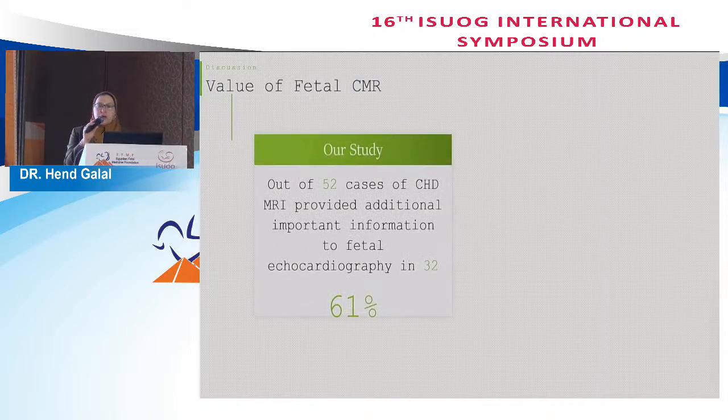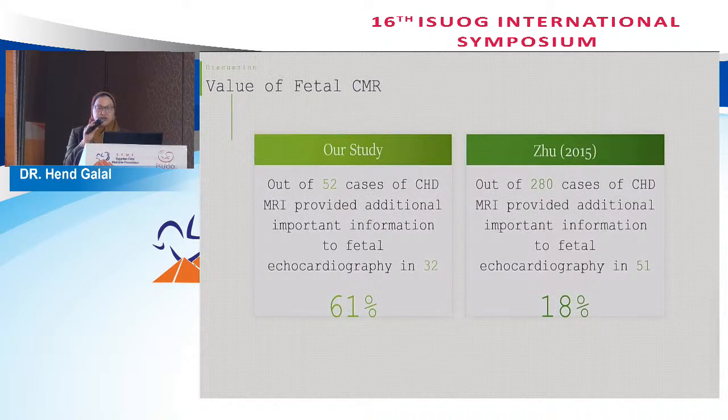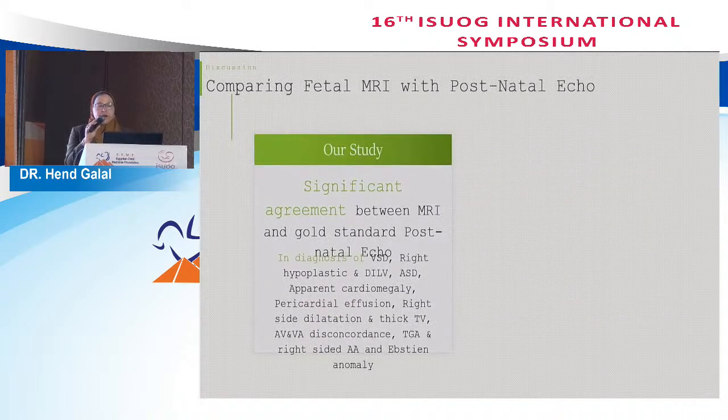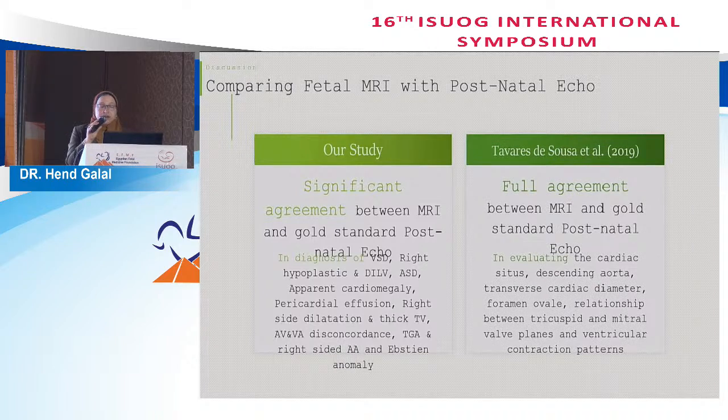So when we are comparing our result with previously published results, MRI gave important information to the echocardiography in 61%, in comparison to Zhu et al. giving additional information to just 18%. Maybe it's from our selection or inclusion criteria, so it's giving higher rates than other studies. As regard comparing fetal MRI with postnatal echo, our study gave a significant agreement, however, Tadras de Sousa et al. gave a full agreement between both modalities.